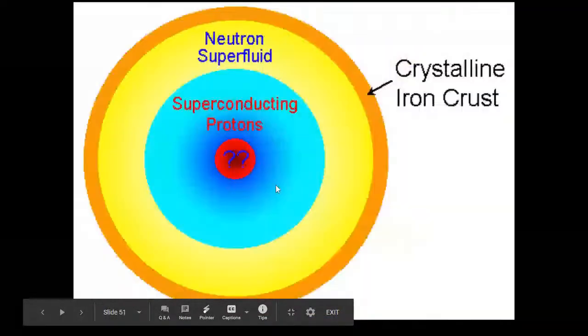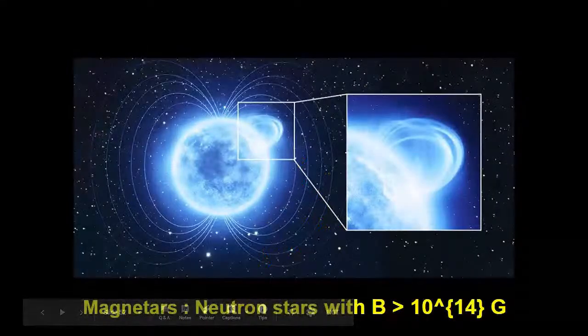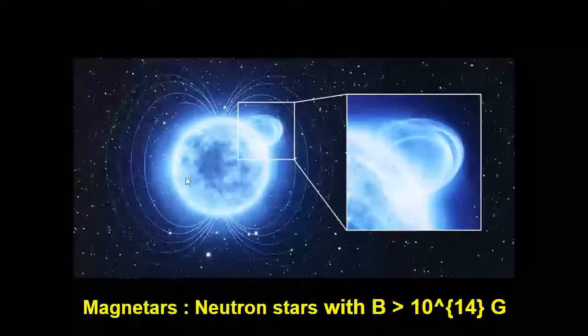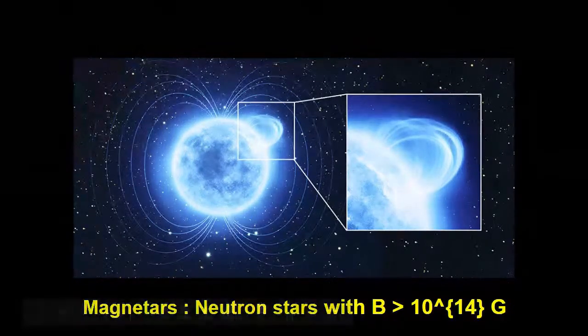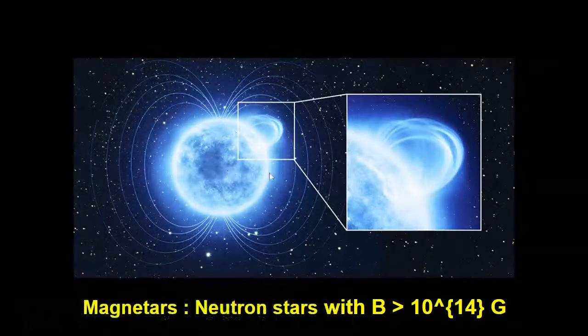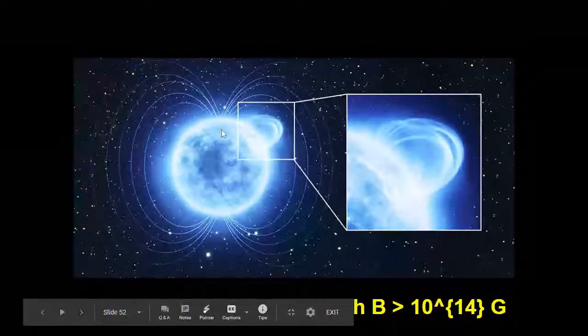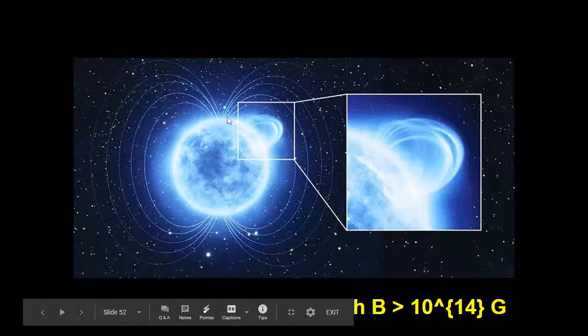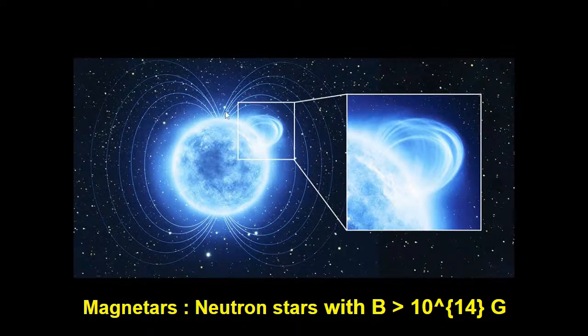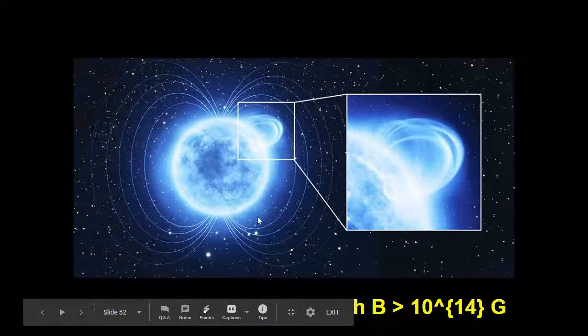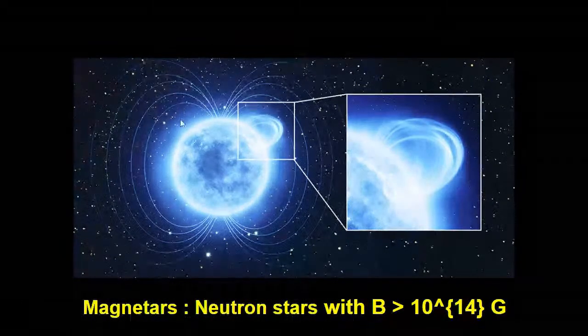I'll skip this slide. And then around 1999, a new class of highly magnetized neutron stars was discovered. They are called magnetars. And magnetars flare up from time to time in X-rays. And there is a repetition also in the X-ray pulsation. And it was discovered that this X-ray pulsation arises due to a very high magnetic field, greater than 10 to the power 14 Gauss.